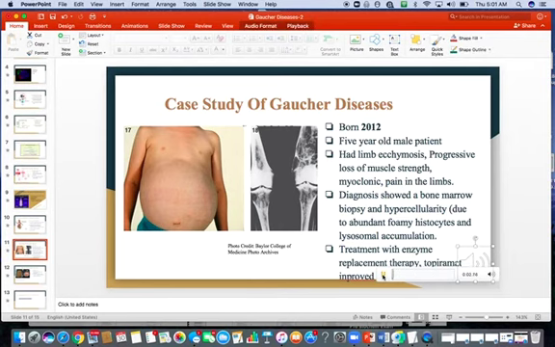And I do want to talk about a quick case study of Gaucher disease. There was a boy who was born around 2012, and he had Gaucher disease. He had some symptoms that came along with it, including limb pain, progressive loss of muscle strength, myoclonus, and pain in the limbs.